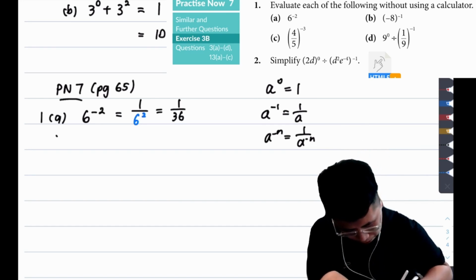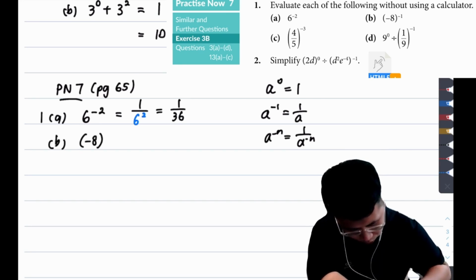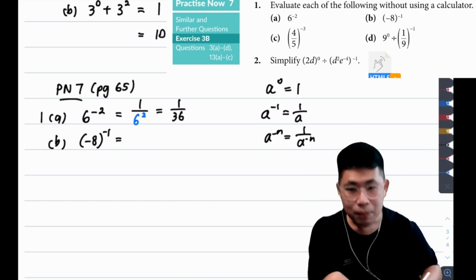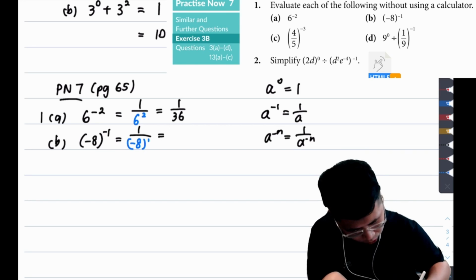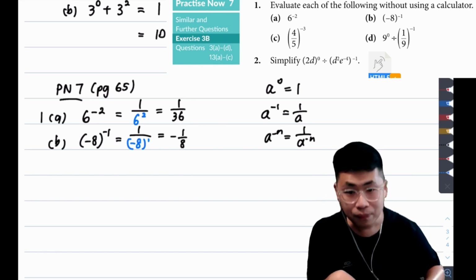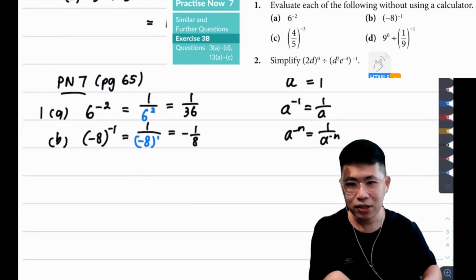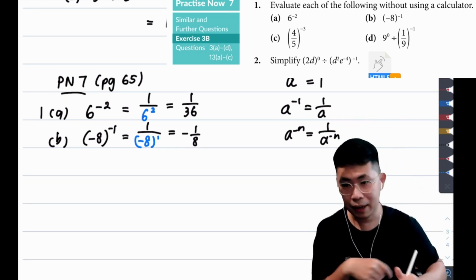Okay, for B, negative 8 to the power of negative 1 means it is 1 over negative 8 to the power of 1. So this will be equal to just negative 1 over 8, based on our definition right up there.